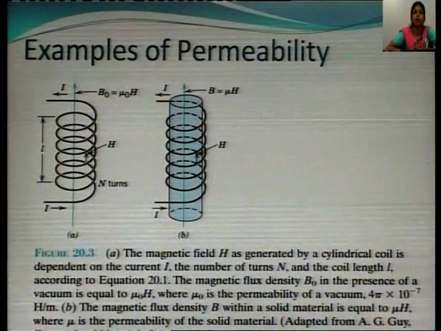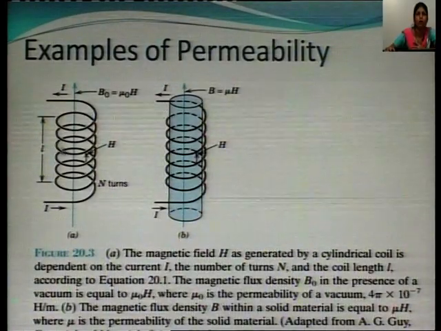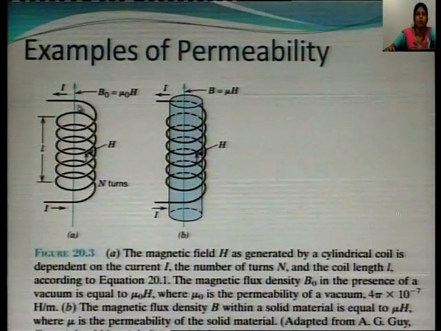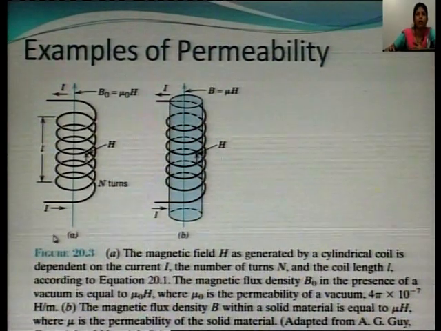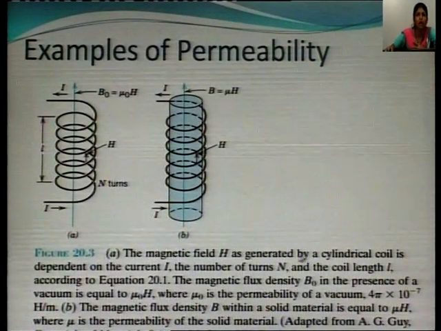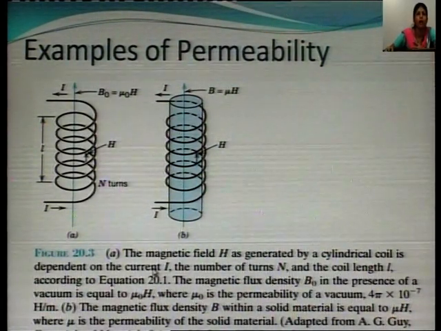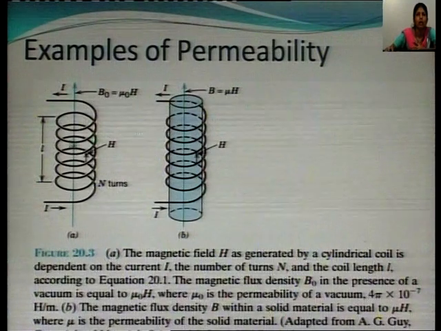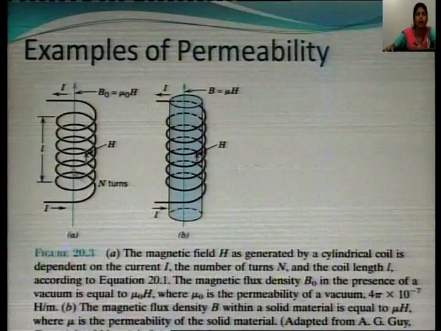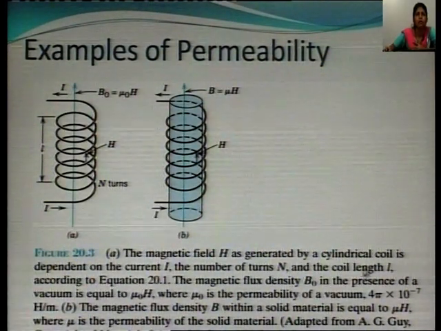So, let us take this example. Here we have taken a hollow cylinder and this is a solid cylinder. So, for figure A, the magnetic field H generated by a cylindrical coil is dependent on the current I. So, this is a coil. Now, it has the number of turns N and the coil length is L.